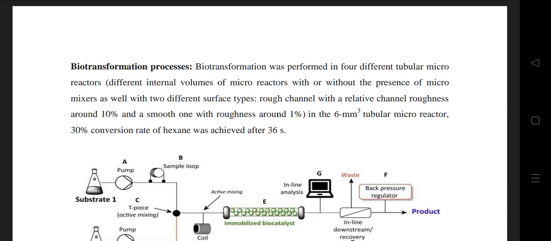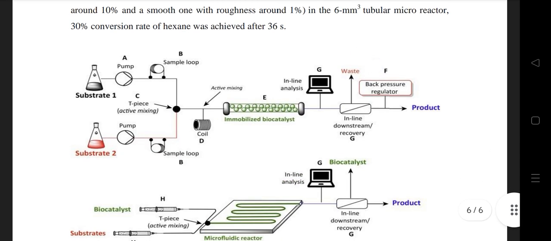Biotransformation processes. Biotransformation was performed in four different tubular microreactors, with different internal volumes, with or without the presence of micromixers, as well as two different surface types: rough channels with a relative channel roughness around 10-100%, and a smooth one with a roughness around 1%. 30% conversion rate is achieved.